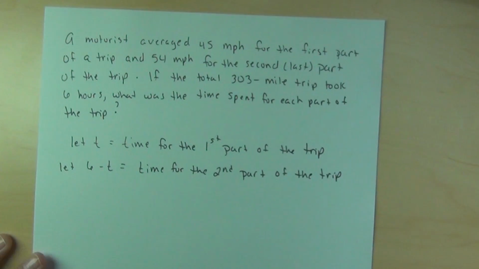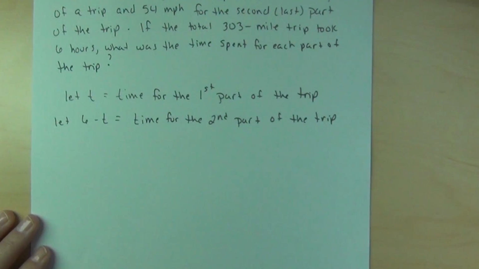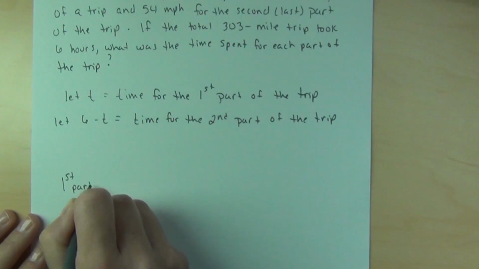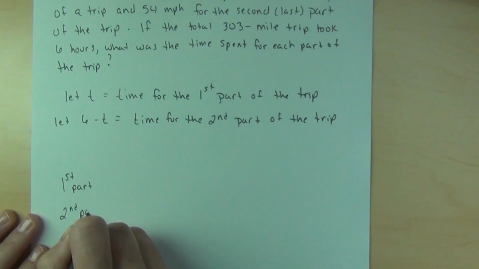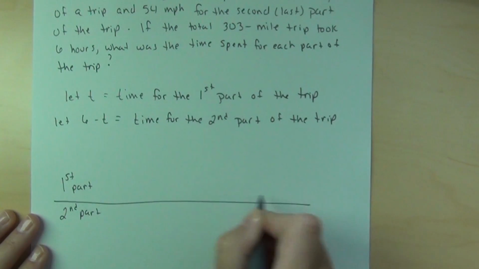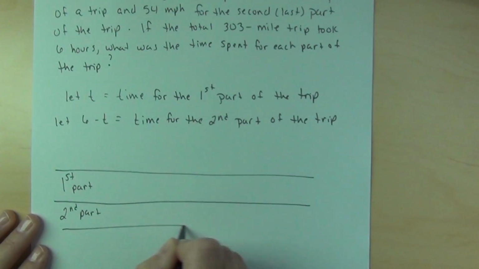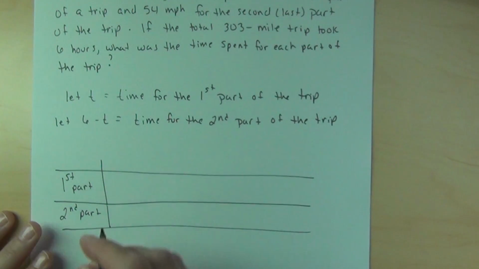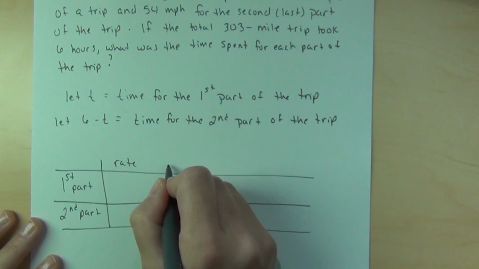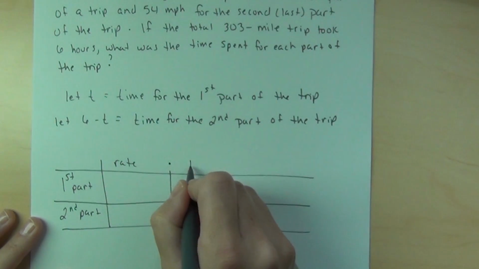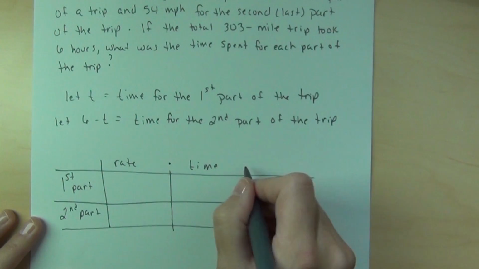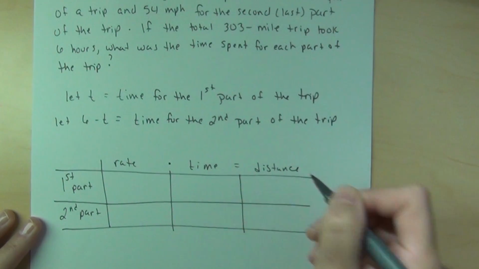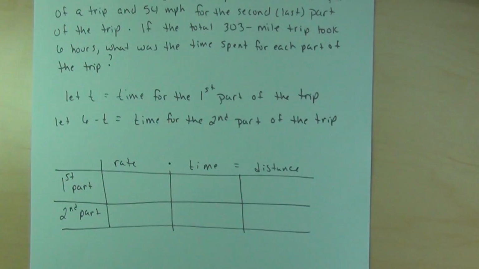Alright, usually with these problems a chart is very helpful. So we're going to make a chart with the first part of the trip, the second part of the trip, and we are going to use the fact that rate times time equals distance. So rate times time equals distance.